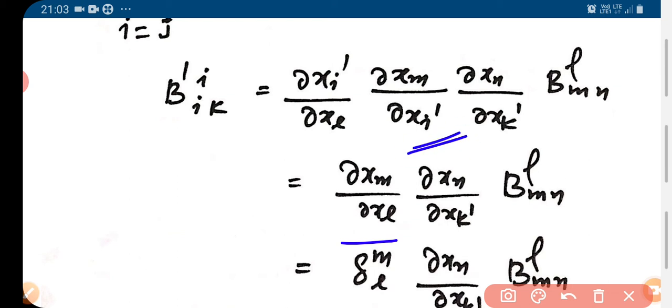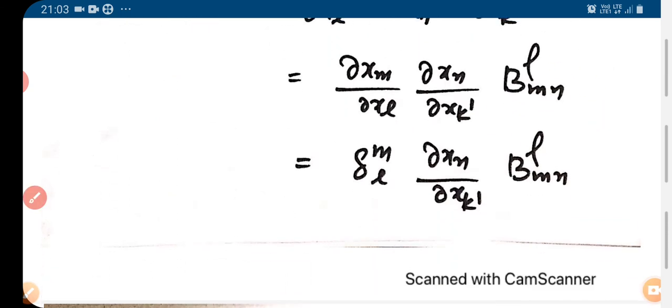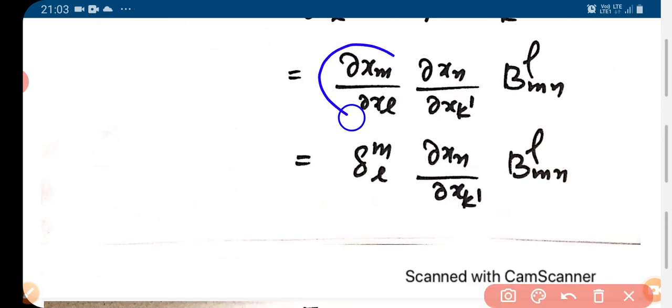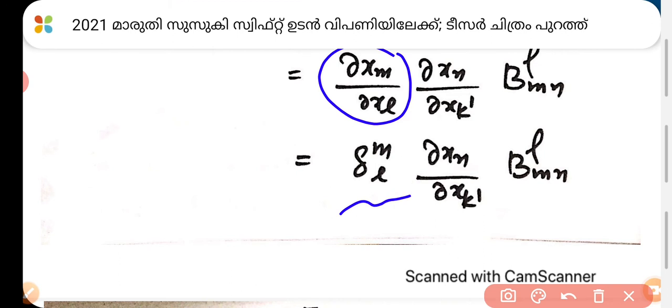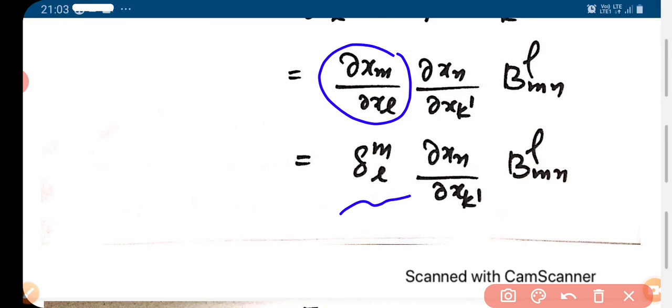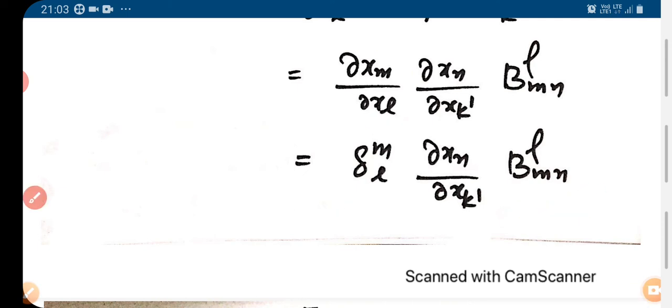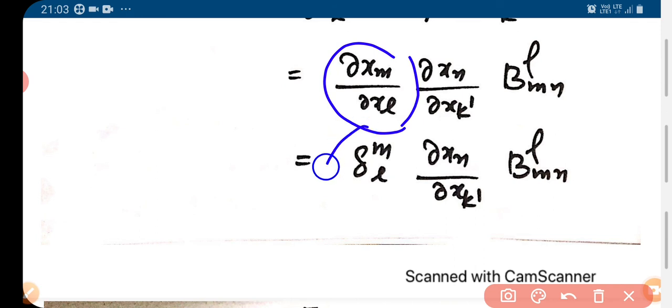Okay, we sum over i, so we have ∂x^m/∂x^l, then ∂x^n/∂x'^k, B^l_{mn}. And what is ∂x^m/∂x^l? That is δ^m_l. And this is ∂x^n/∂x'^k, B^l_{mn}. Okay, we know ∂x^m/∂x^l is δ^m_l, because x^m and x^l are independent. You will be getting δ^m_l.